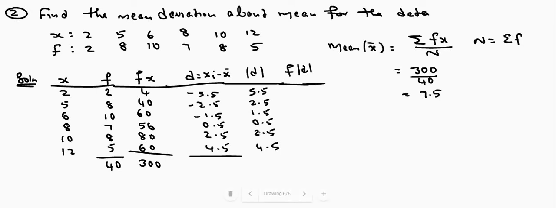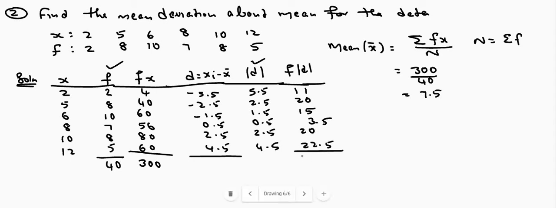Then you have to multiply F into D. That is 5.5 is into frequency into mod D. This 2 times 5.5 is 11. 8 times 2.5 is 20. And 10 into 1.5 we get 15. 3.5, next 20. Finally we get 22.5.